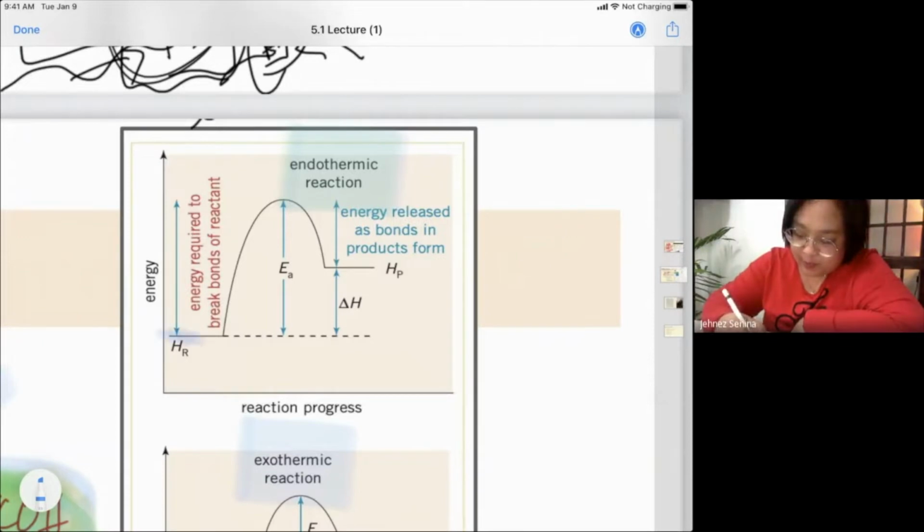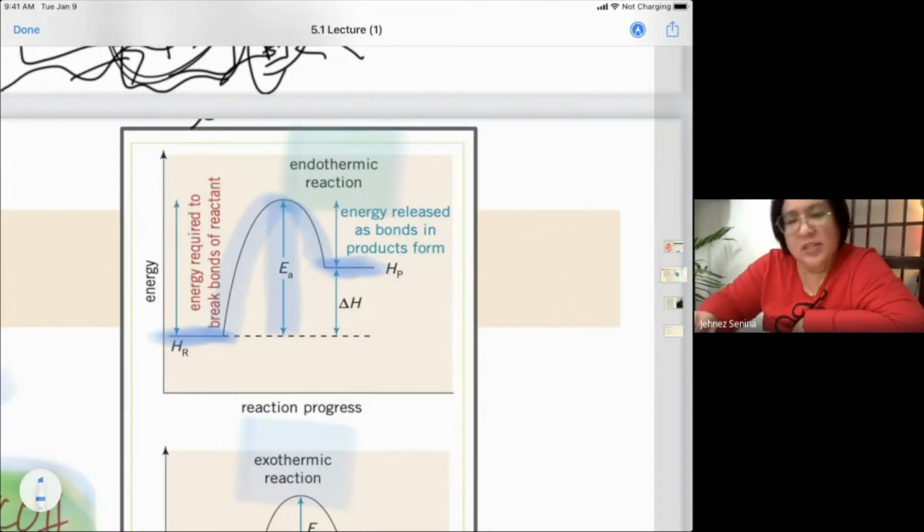So the heat or the enthalpy of the reactant is lower than the final enthalpy of the product. Okay, so put this higher right there. That's the energy profile, energy diagram of an endothermic reaction. And then you put your mountain right there. And then make sure you plot in the energy of activation.